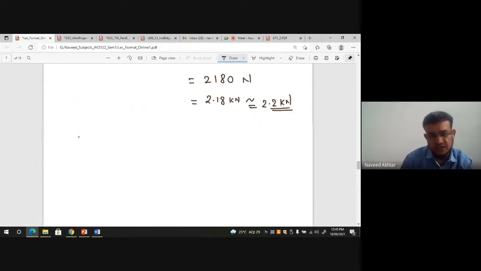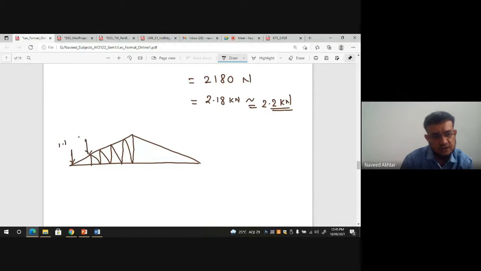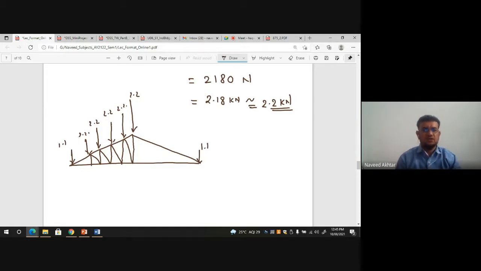If you draw the figure, here it will be half of this, 1.1. Similarly here also, and at the end. So this is the live load on truss.